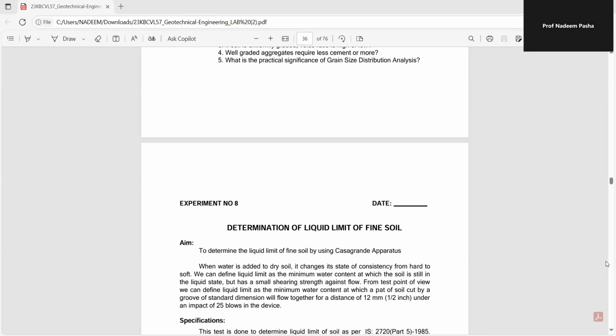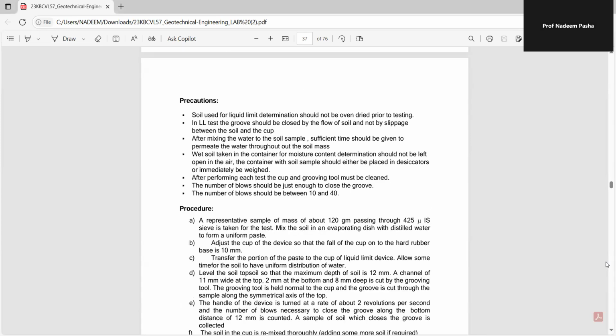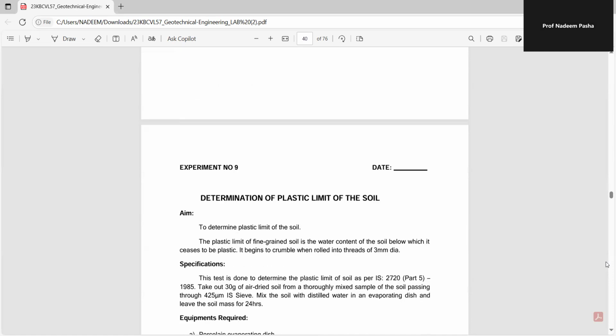So determination of liquid limit we have seen in the last class. So today we will see one more experiment with respect to consistency limit, that is determination of plastic limit of the soil. So how do we determine the plastic limit of the soil?